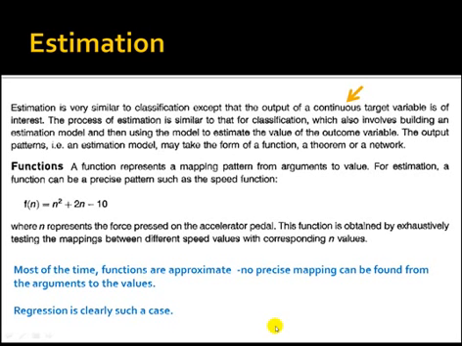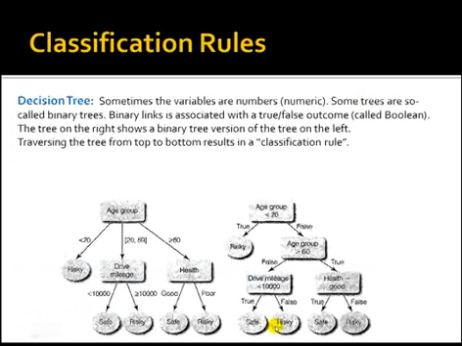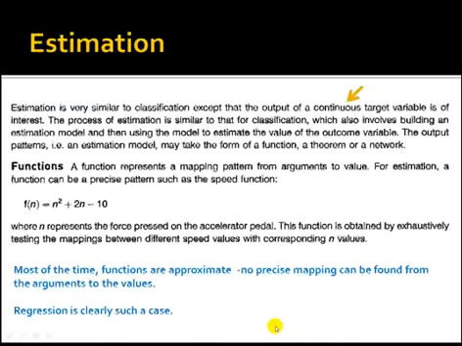The process of estimation is similar to that for classification, which also involves building an estimation model. These are both called models. If we have a continuous target variable or output variable, we also want to build a model, and then use the model to estimate the value of the outcome variable. The output patterns, i.e. an estimation model, may take the form of a function, a theorem, or a network.